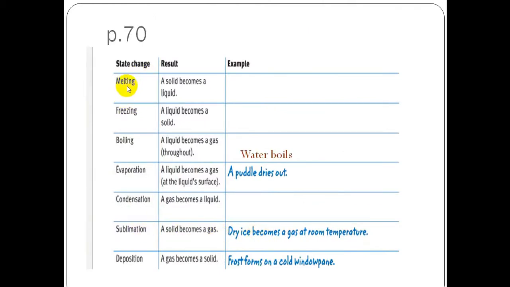Melting, the melting results in a solid becoming liquid. For example, we need to give an example for melting, like when butter melts in a warm pan. When you put a piece of butter in the pan, it melts. So this is an example for melting, and in this case we add heat or we add energy. Freezing, a liquid becomes a solid. Give an example for this.